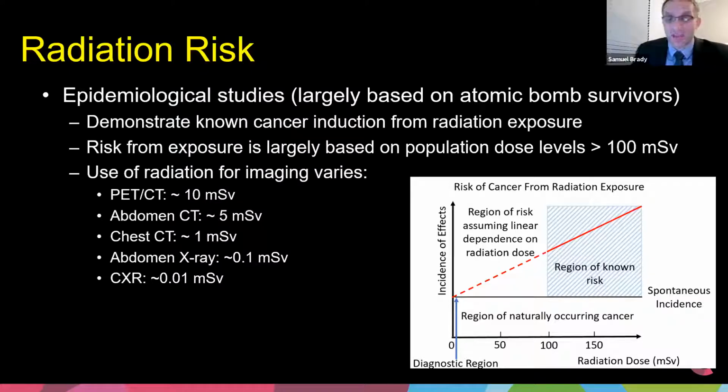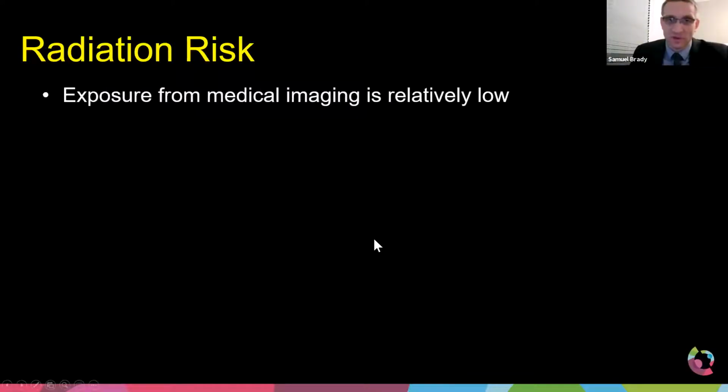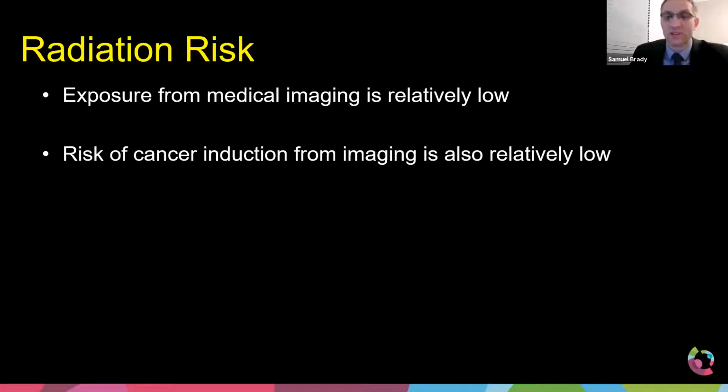An abdominal X-ray, just a planar X-ray, is 0.1. So now it's about 1,000th of the level. And then, of course, just a single view chest X-ray is 0.01 on average millisieverts. So we're talking 10,000th of the level of the known area of risk. So what does this mean? So we know that exposure for medical imaging is relatively low. And so we can also conclude that the risk of cancer induction from imaging is also relatively low.